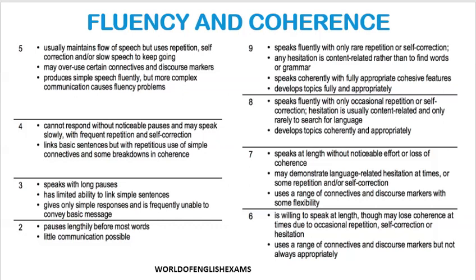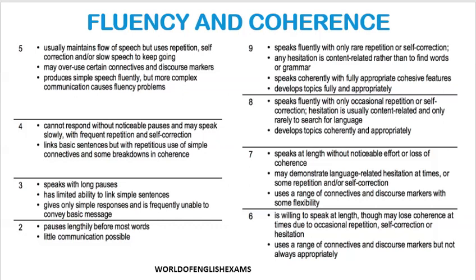Next, let's see band 5 for the same factor. Usually maintains a flow of speech. See, here there is a correction. From band 4 to band 5, there is a clear-cut improvement, but usually maintains flow of speech but uses repetition. So this is one factor which is lowering the score. So a person who is willing to at least continue the flow is definitely going to get a band 5.